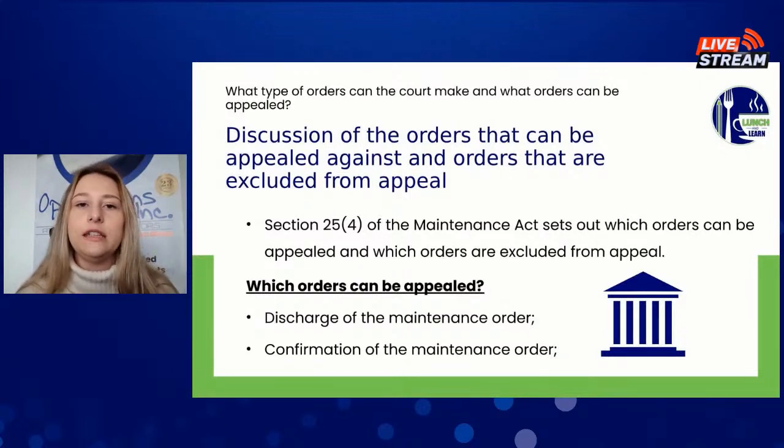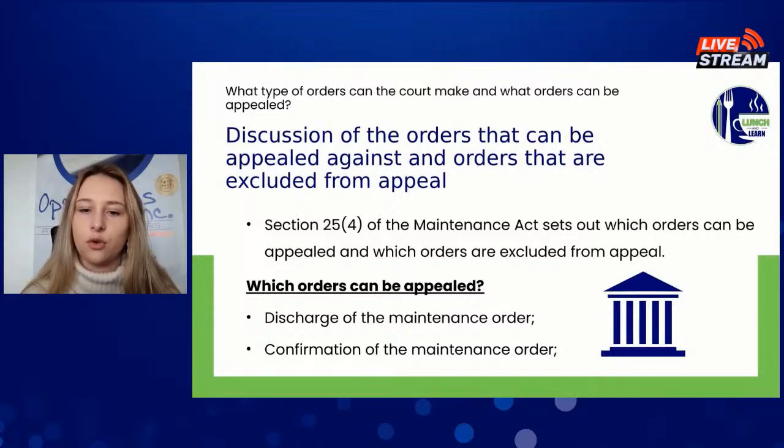So Section 25(4) sets out the orders which can be appealed and which orders are excluded from appeal. In essence, this means that some of the orders that a maintenance court can make, those orders that we have now discussed, some can be appealed and some cannot be appealed. So which orders can be appealed?